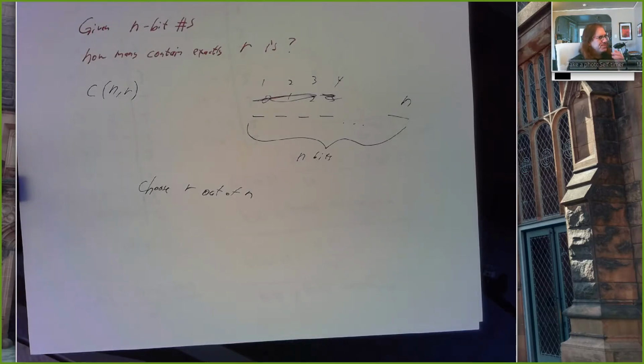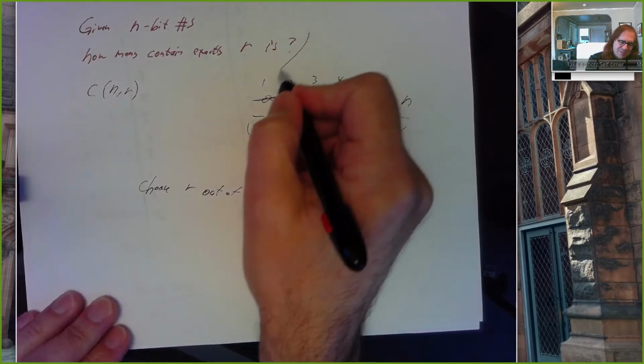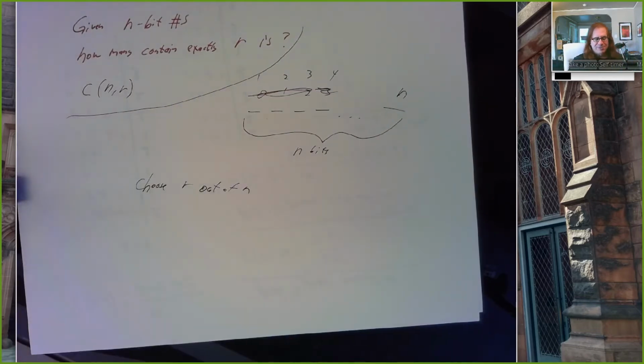Yeah, it is a number palindrome. And there's a reason. All right, so everybody see this so far? The number of n-bit strings containing r ones will be C(n,r), or n choose r.